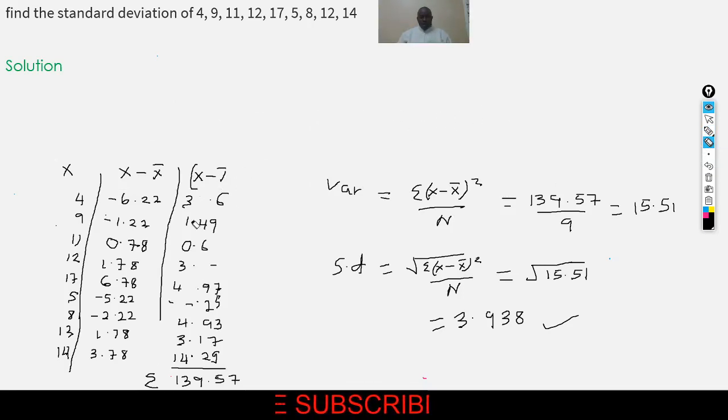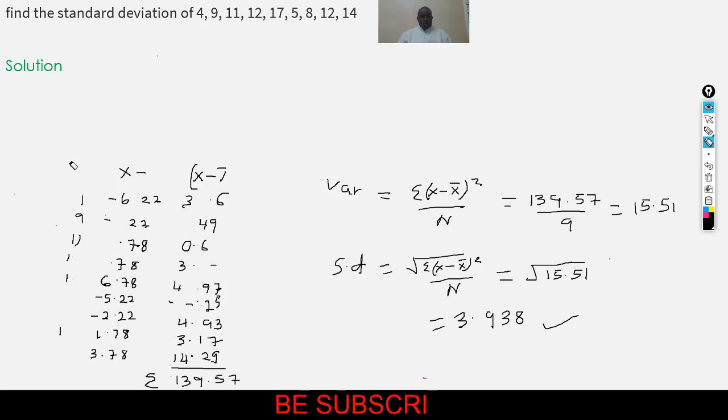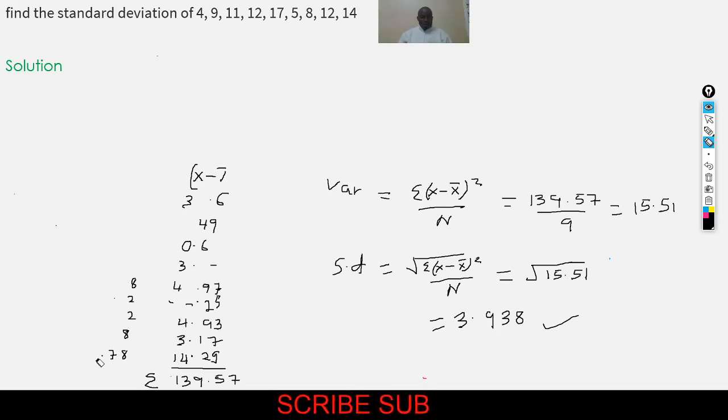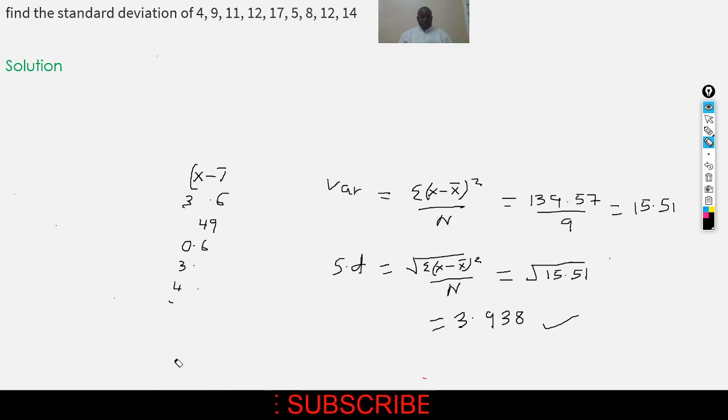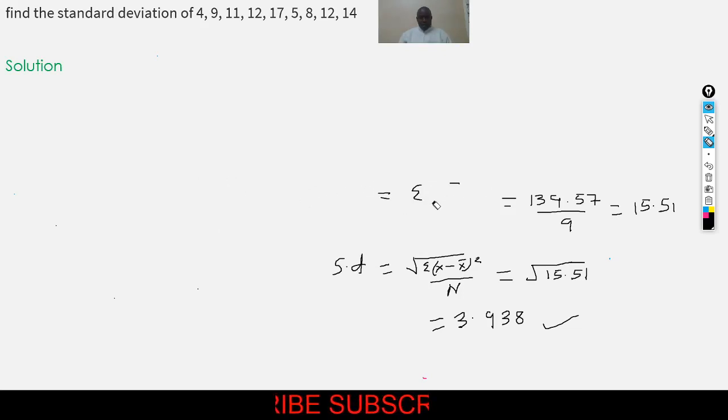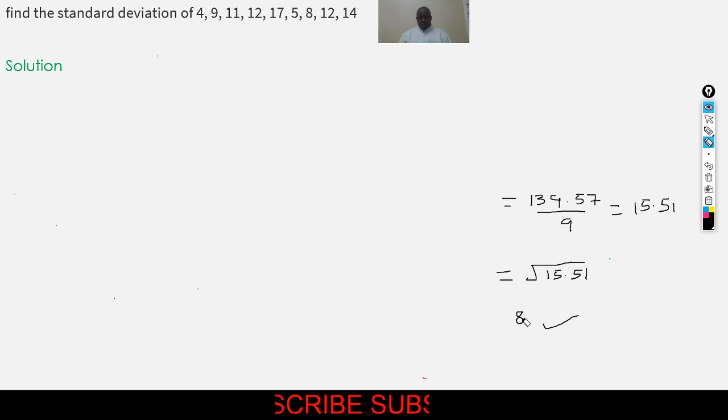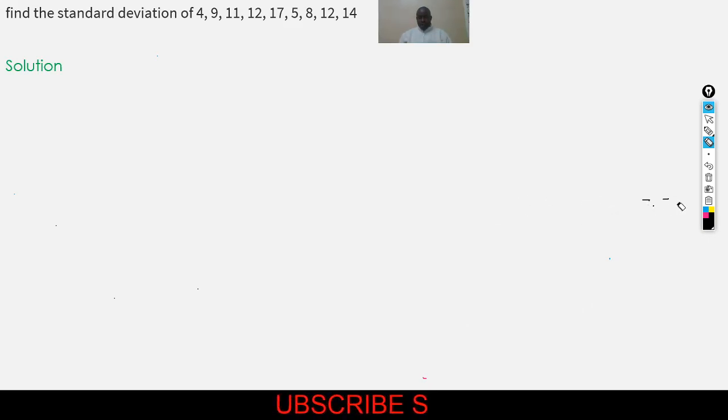If the data is ungrouped, but there are so many of them, that is, the frequencies are given, now we use a different approach because the number is so big. I mean, the frequency, there are so many of them. So we use a different approach for us to find the standard deviation. So we want to deal with one case of that kind, like an example of such a case.